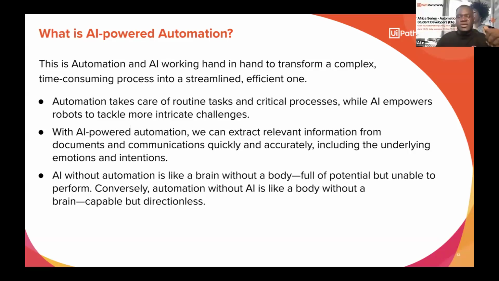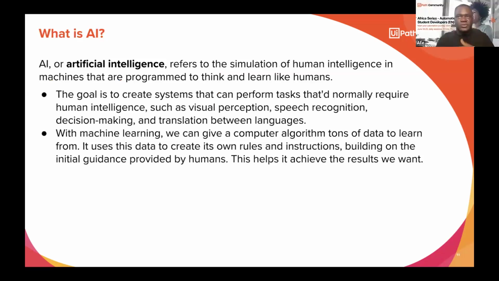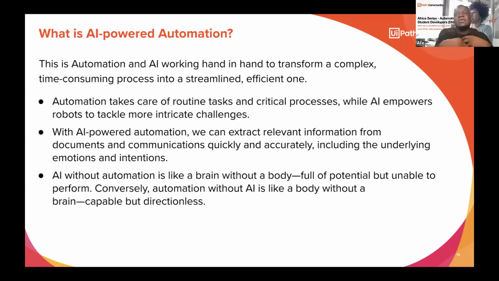Remember, we just said that when you have structured data and when your process or your business task is rule-based and repetitive, that's when it's logically best suited for RPA. But with artificial intelligence, it's like you're placing automation on steroids. So it's like having a super smart assistant that can read and understand documents and communications.